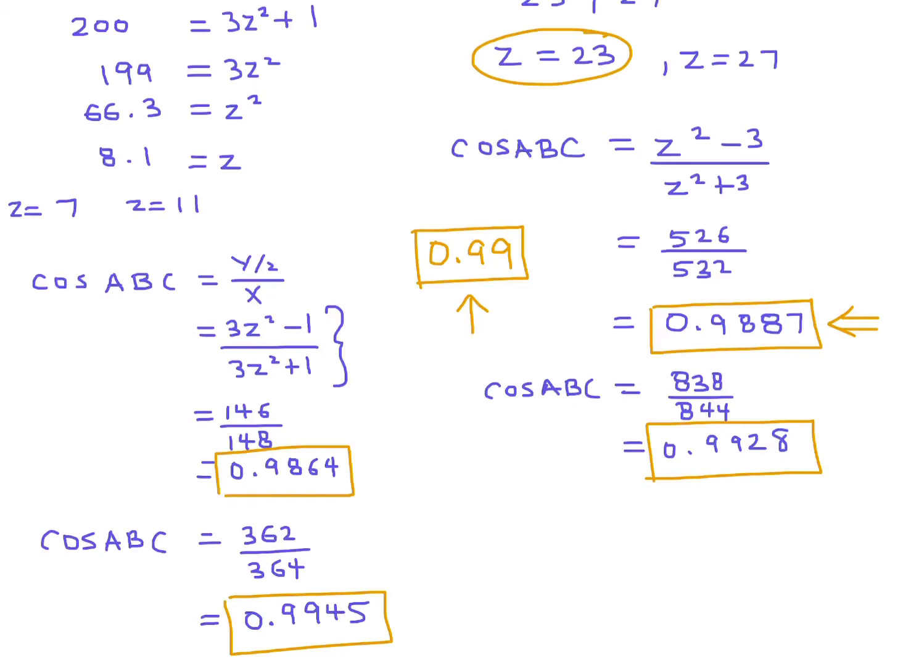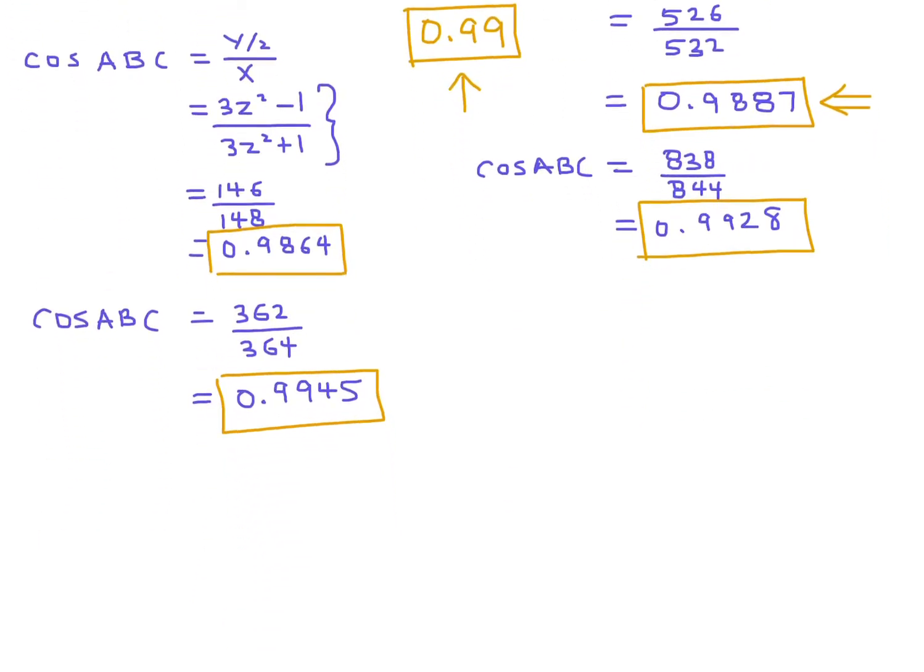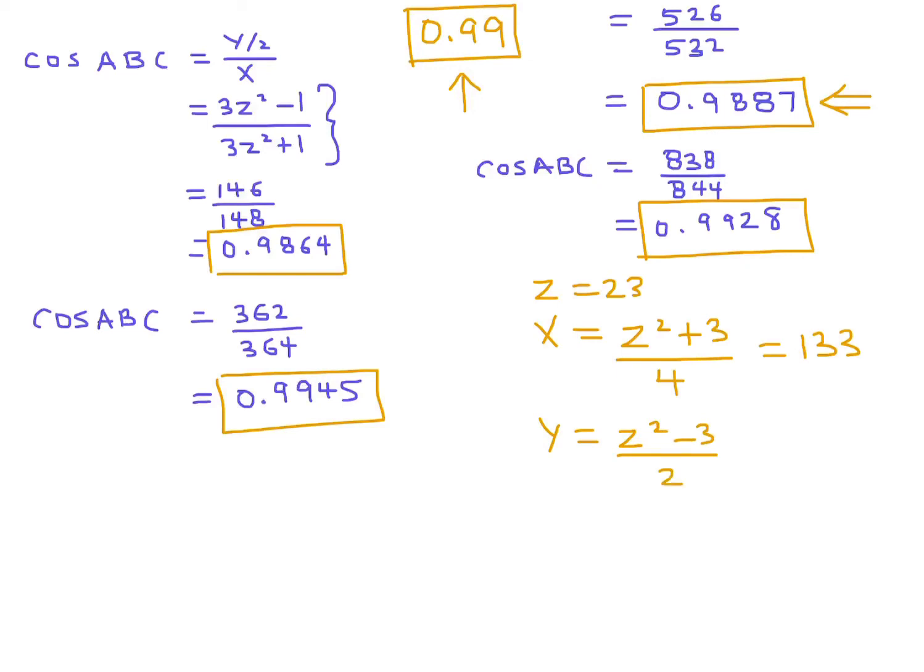Now I just have to figure out the values for x and y. x is, in that particular part of the question, z squared plus 3 over 4. z is now 23, which is what we have established. And this gives you an x value of 133. y is z squared minus 3 over 2. And for z equals 23, this gives you a value of 263. So finally, our ordered triple is 133, 263, and 23. There you have it.